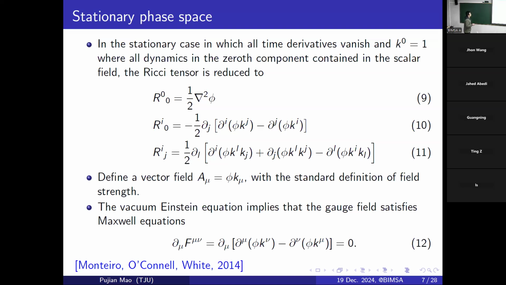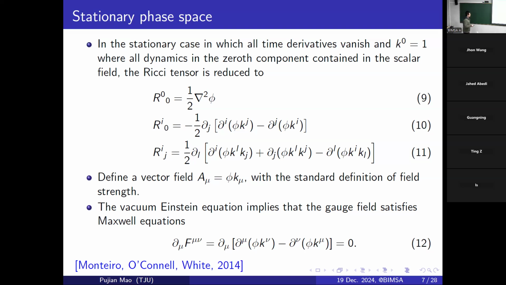This is like a wave equation for scalar fields. If you define the product phi k mu as a vector A mu, you see this equation is the source-free Maxwell equation. Literally the source-free Maxwell equation.